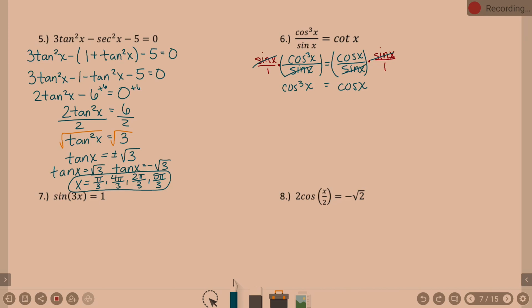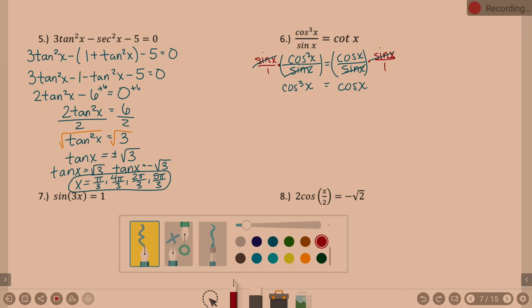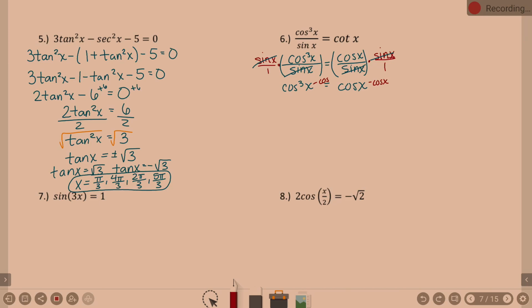Okay. It's all cosines, isn't it? We've got all the same trig function, which is good. Compared to having 3 different trig functions, we're down to 1. So let's make it equal to 0. In order to make it equal to 0, you're going to subtract the cosine x over. And now I have cosine cubed x minus cosine x equals 0.